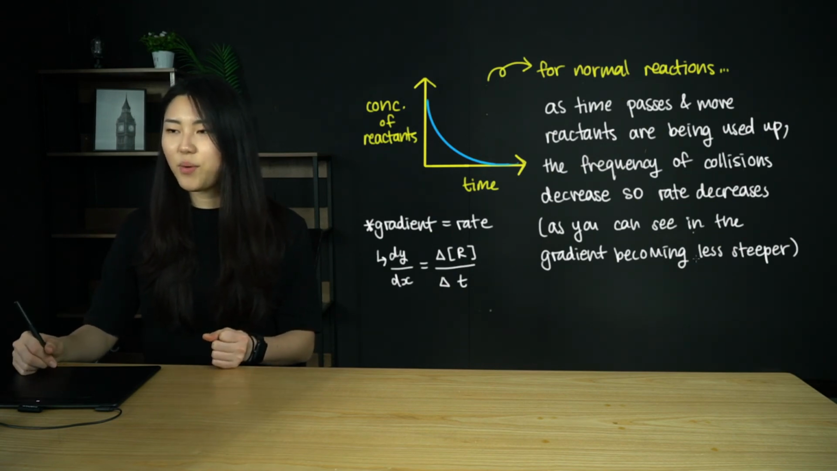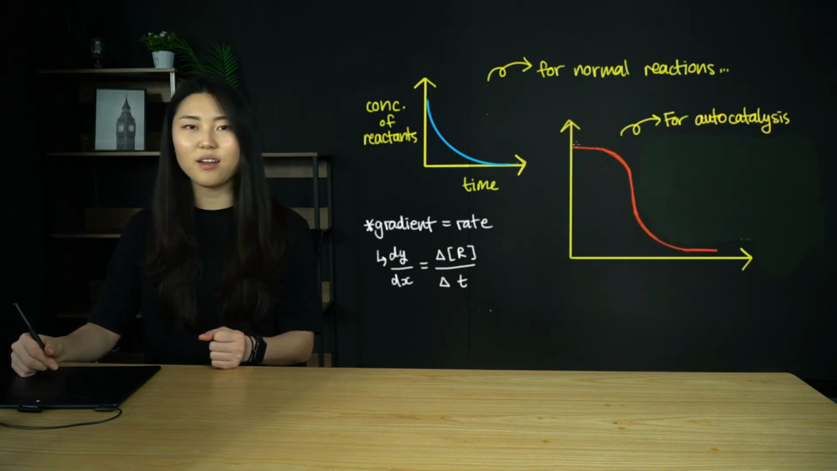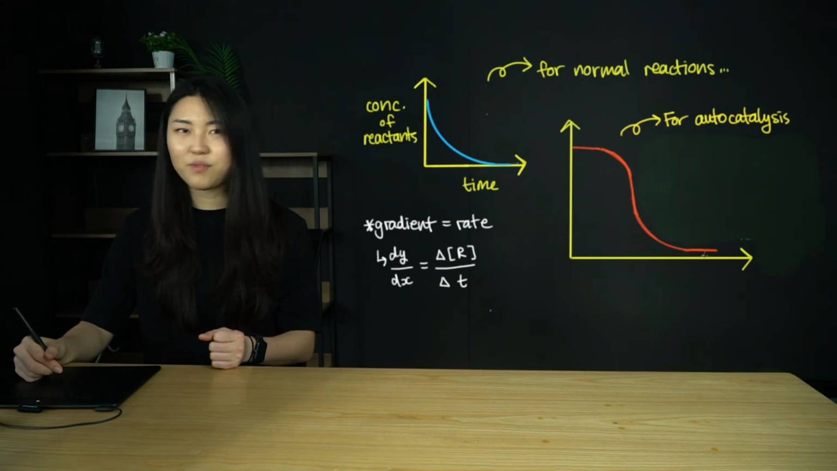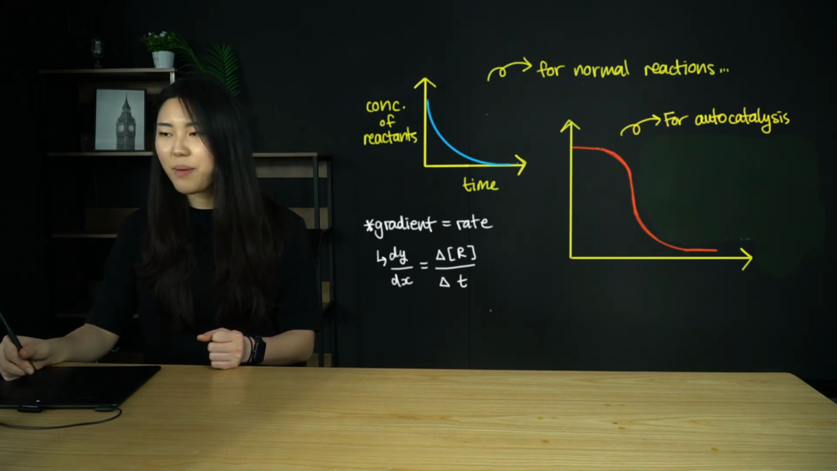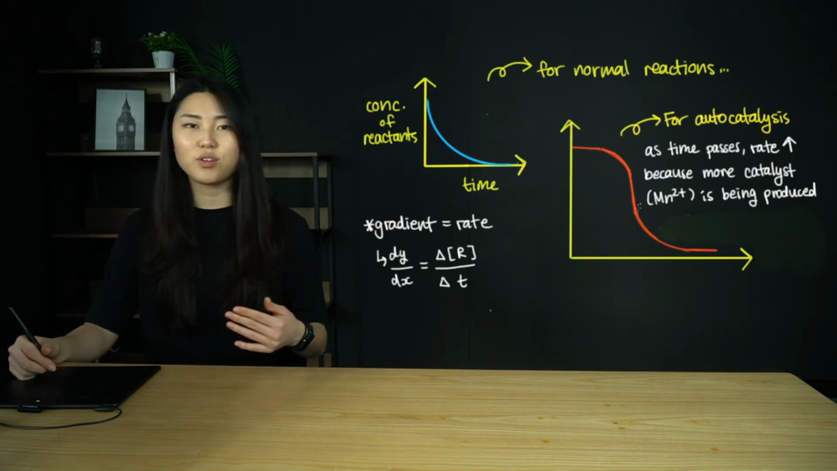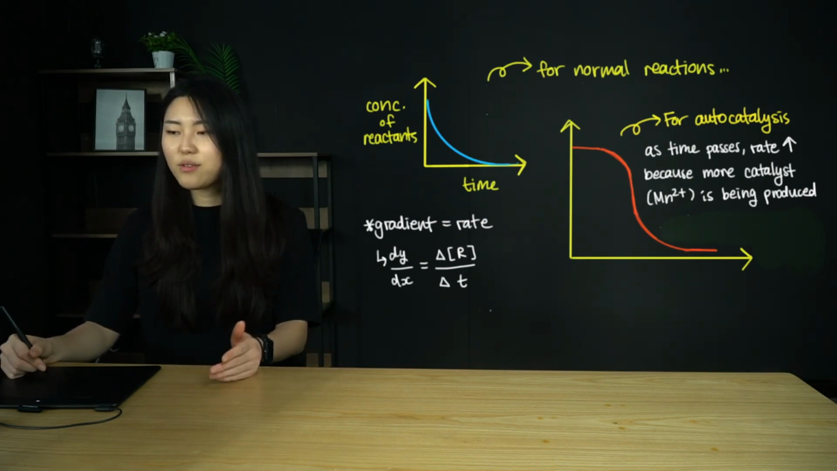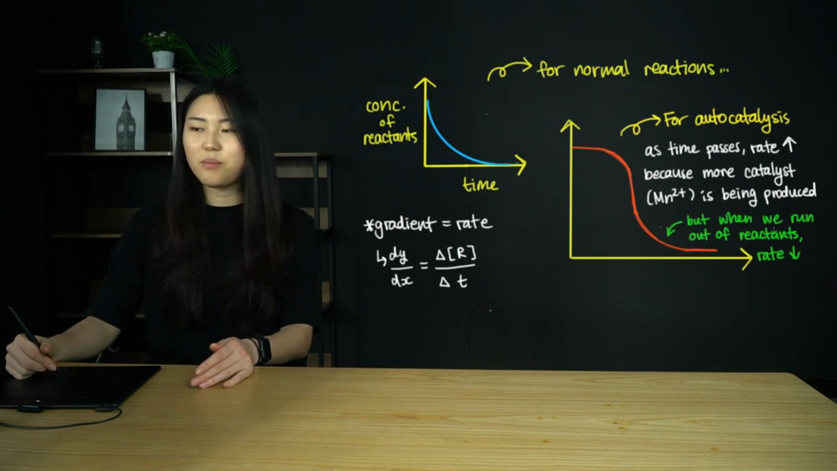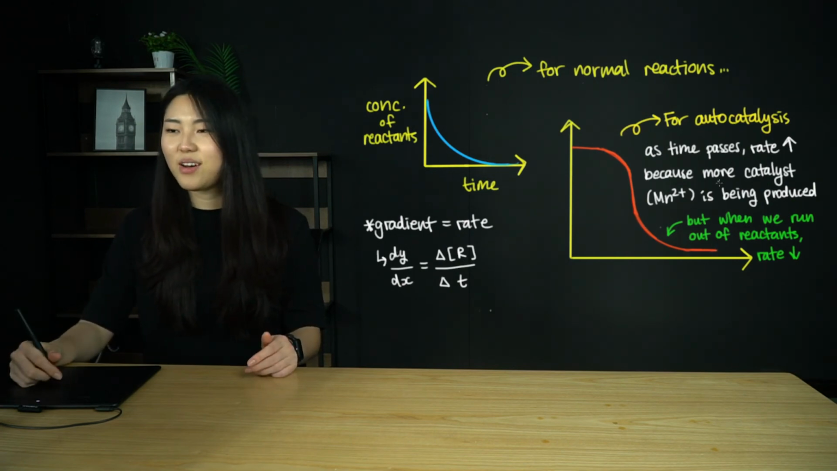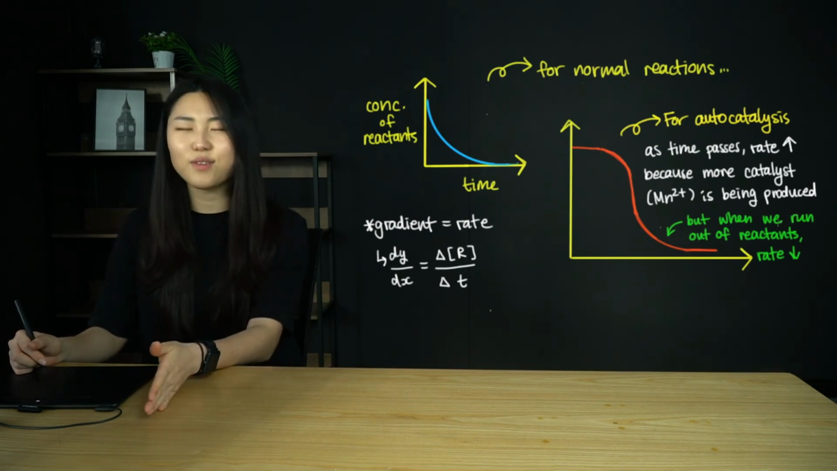For an autocatalysis reaction, you're going to see a graph that looks something like that. It looks a little bit different. This bit is quite similar, but this bit is different, right? As time passes, rate is increasing because more catalyst, Mn2 plus, is being produced, okay? And catalysts speed up reactions, right? But when we run out of reactants, the rate is going to decrease again because the collision frequency is decreasing.